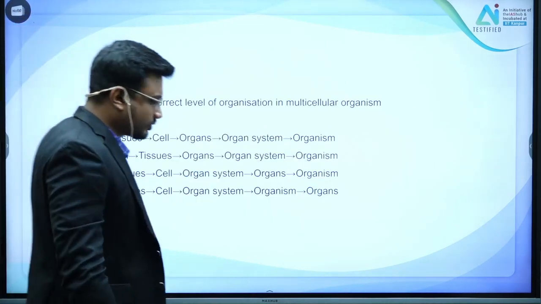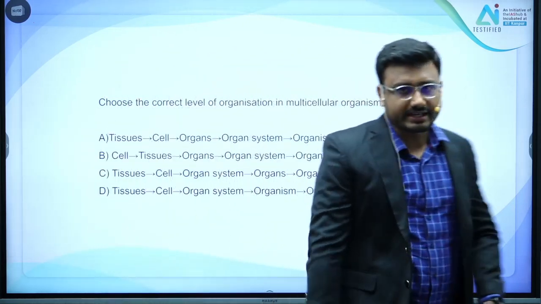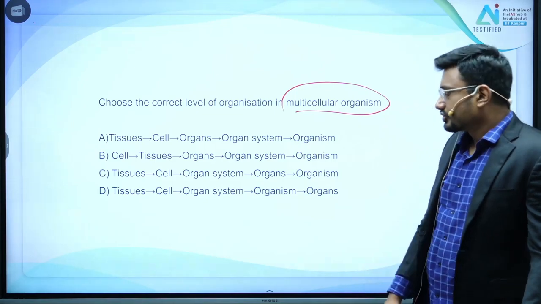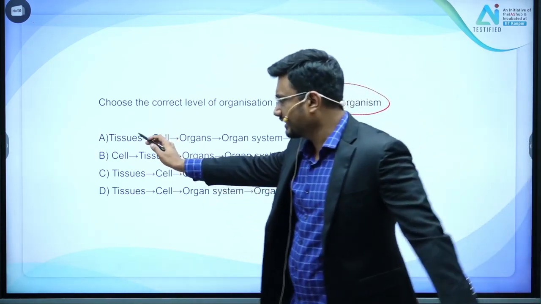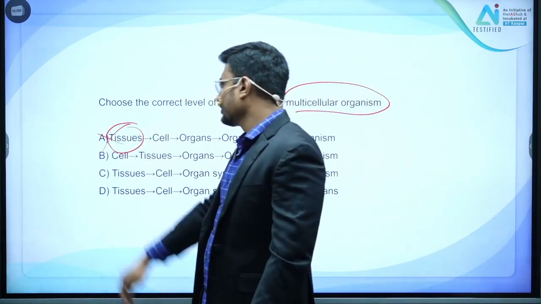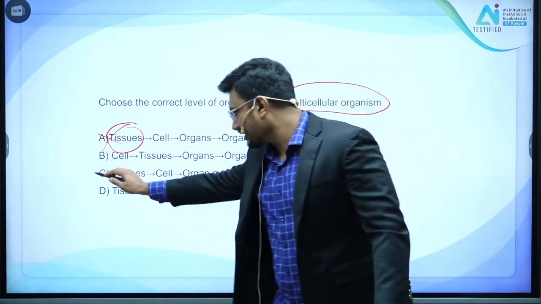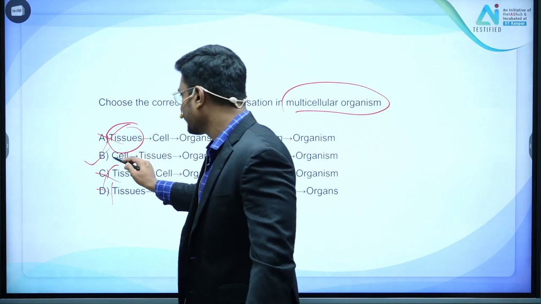So now we need to choose the correct level of organization in the multicellular organism. The first one here mentions tissues. We know that tissues are made from cells. So yes, we can cut options C and D also. The correct option would be B.